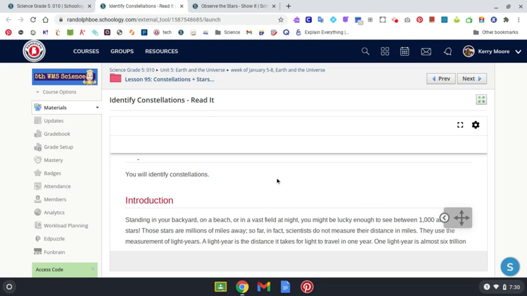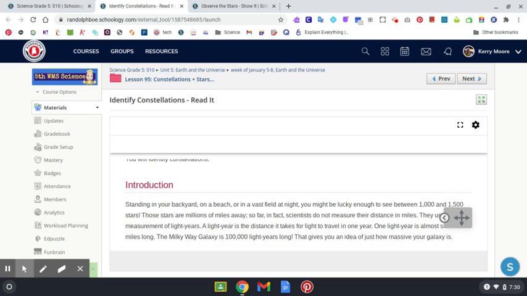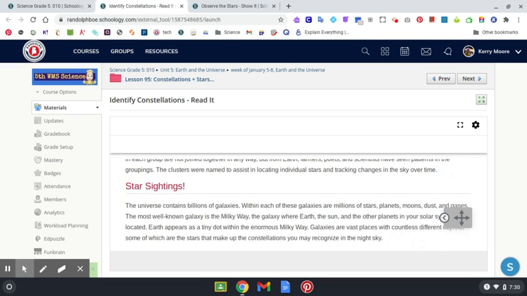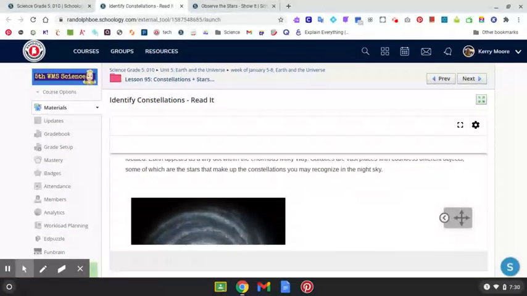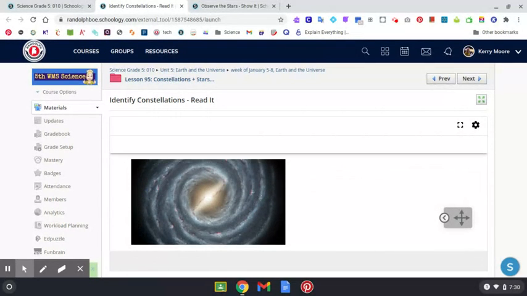Identifying constellations. Your objective: you'll identify constellations. There are billions of galaxies. Some of the most well-known galaxies are the Milky Way, the galaxy where the Earth, the Sun, and the other planets in our solar system are located. And the Earth appears as a tiny dot within the enormous Milky Way. Look at that. Isn't that beautiful?